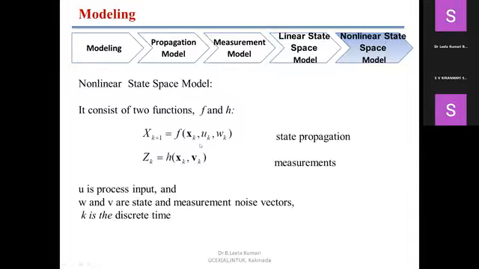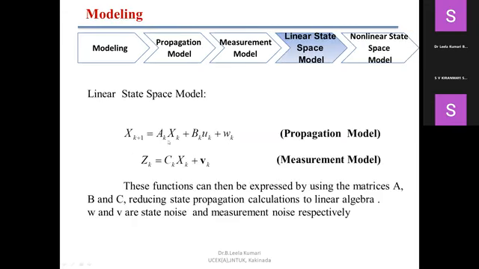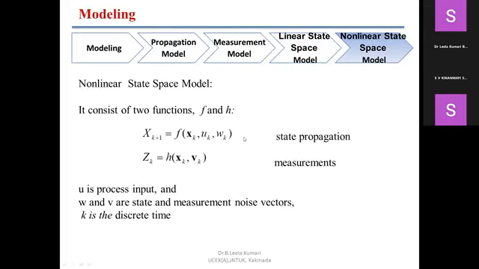If you see the non-linear state space model, here the future state is expressed as a function of three variables: x_k is the present state, u_k indicates the input, and w_k indicates the noise. Similarly, in the measurement model, x_k is the state and v_k indicates the measurement noise. In the previous case, the next state is given as a linear combination, a summation, of state, input, and noise, whereas here it is a non-linear function.